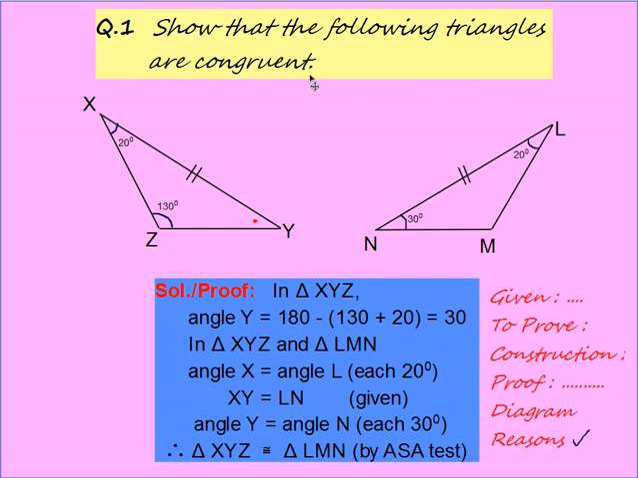So this is our question. Show that the following triangles are congruent. These 2 triangles are given to us. If you see the diagram, it seems that they are the same shape and size. But here is 130, and there is no angle given. So using the 180 property, the sum of the angles of a triangle, we can find angle Y, this angle.